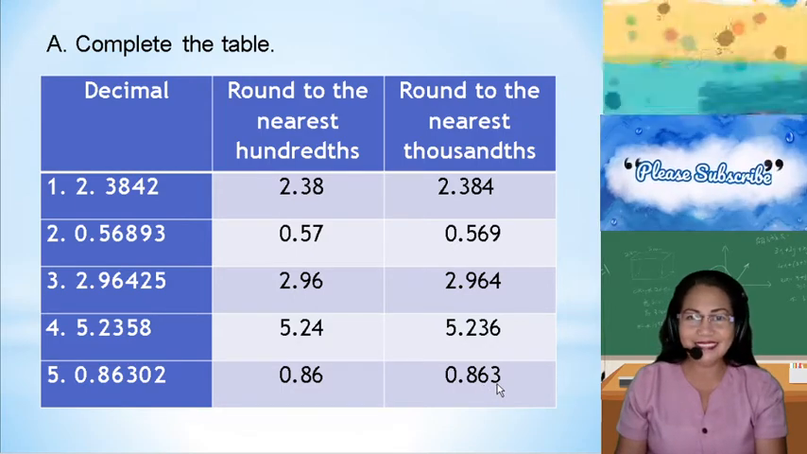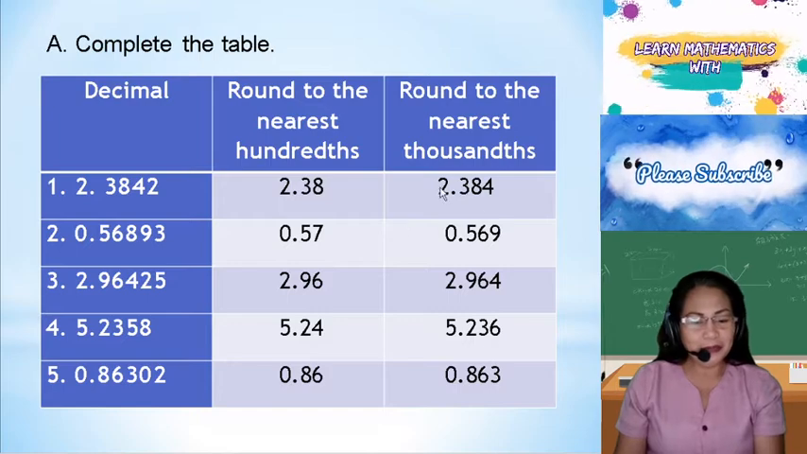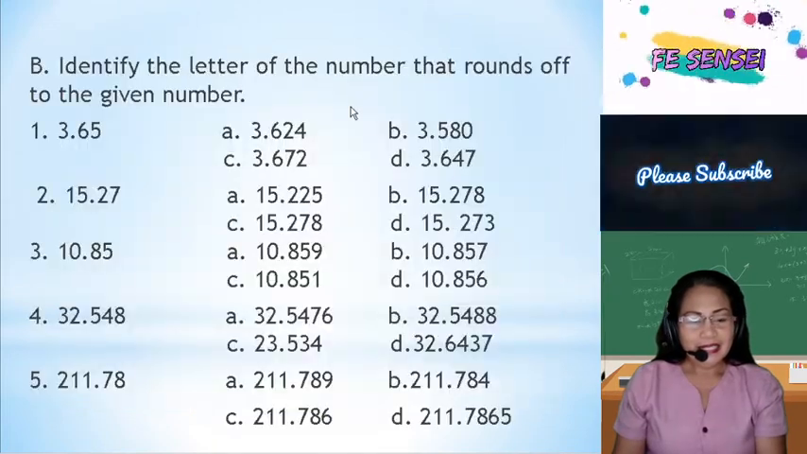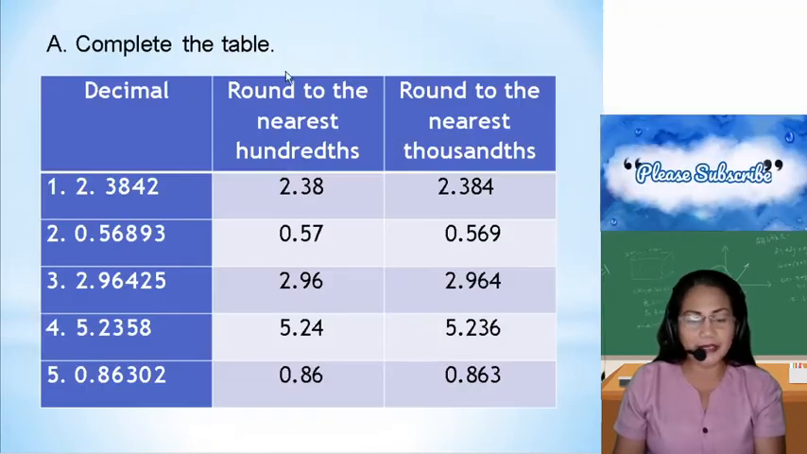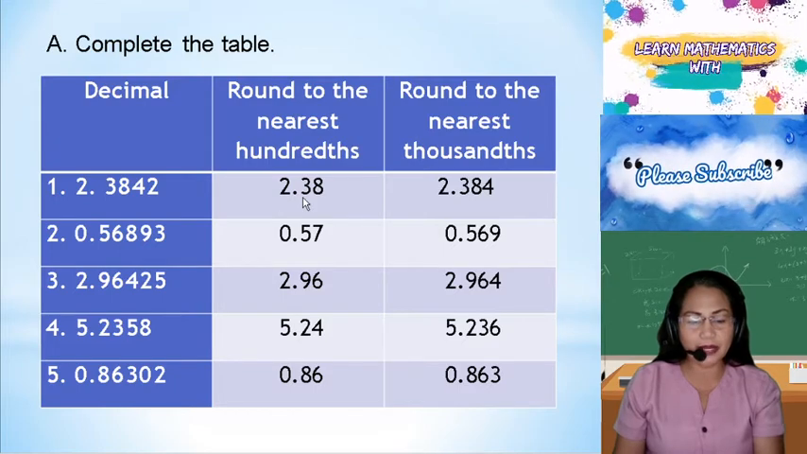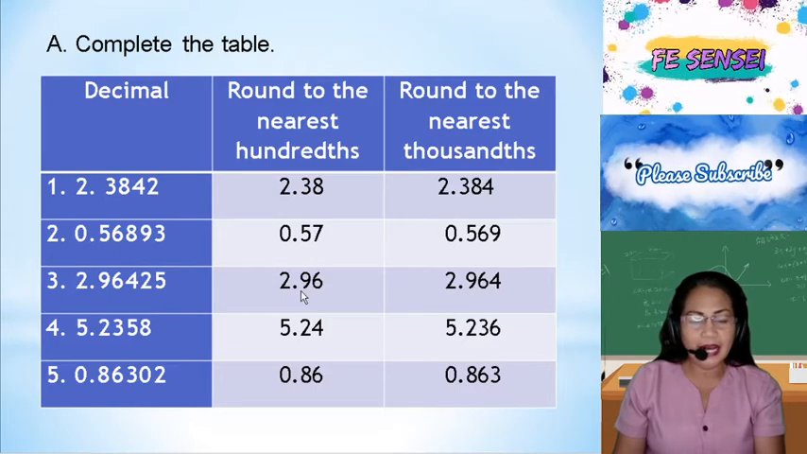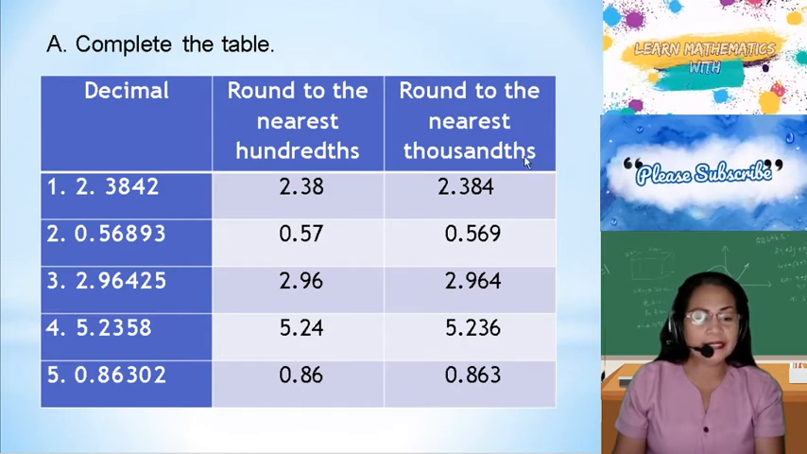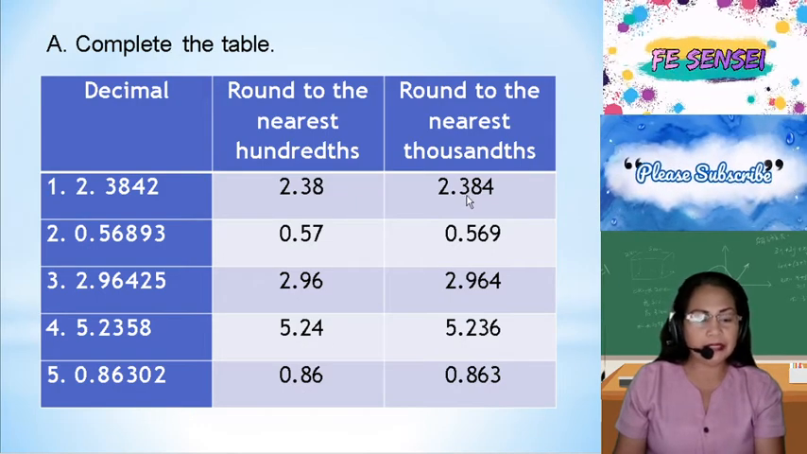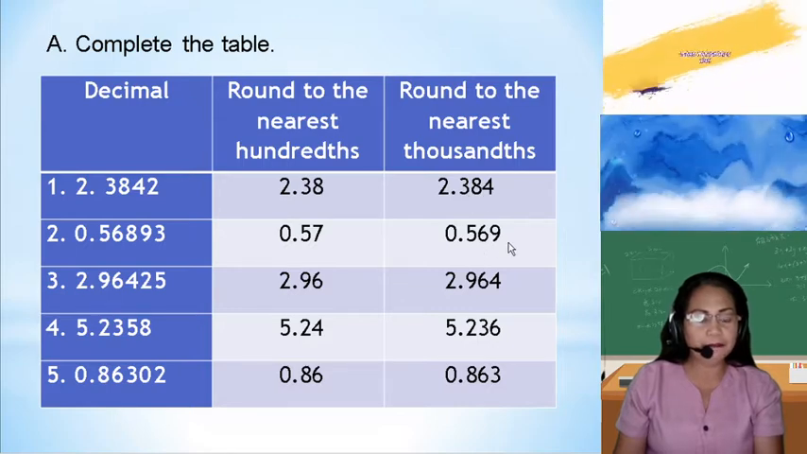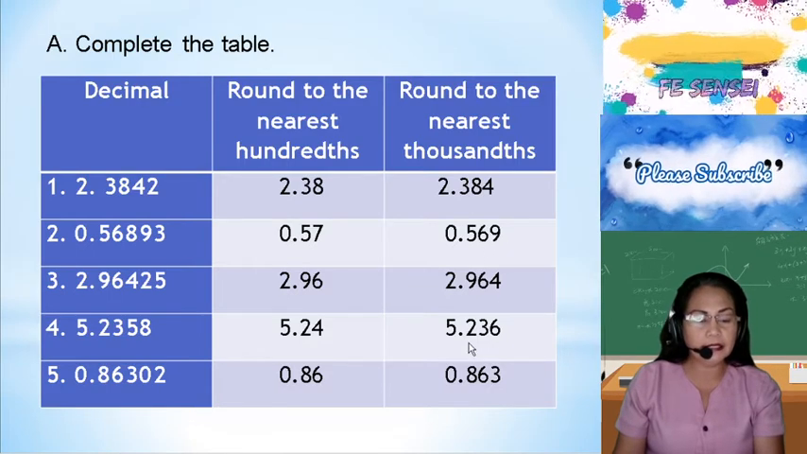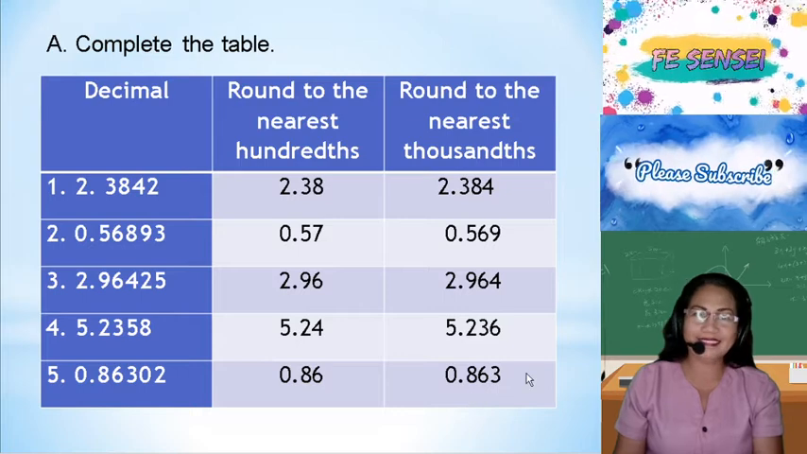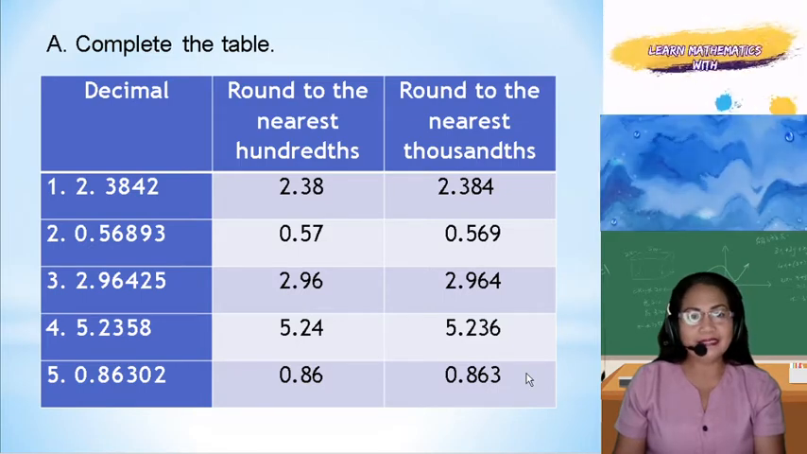Got it? Okay. So, let's try to look at this. Hundredths, so we have 2 decimal places after the decimal point. Thousandths, so we have 3 decimal places after the decimal point. Got it?